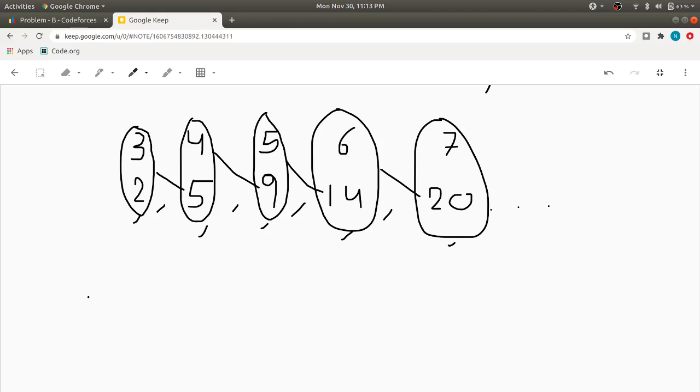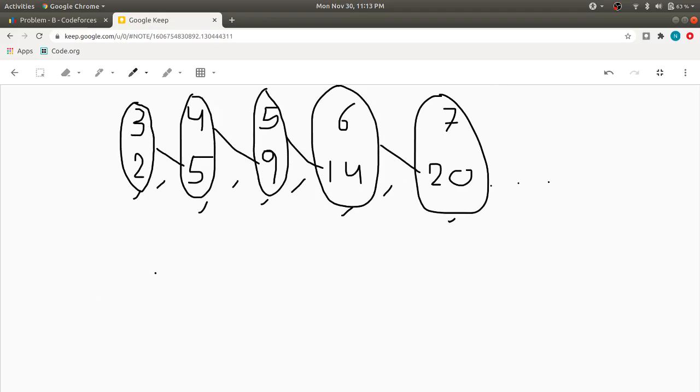Now exactly what I am going to do is, I am just going to take a set. There is an STL in C++ which is called set. I am just going to take a set and save these numbers in the set: 2, 5, 9, 14, 20. In a set, the find operation is in the order of log n.